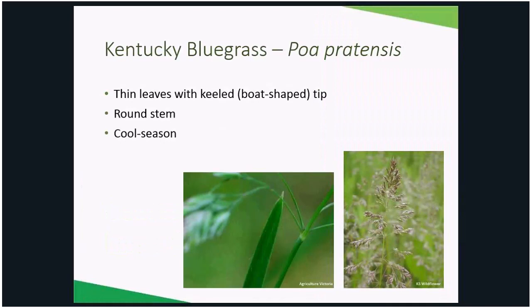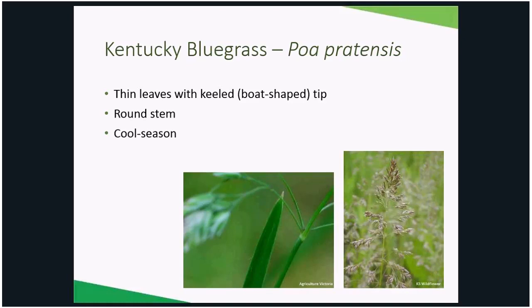The first one is Kentucky bluegrass, and one of the easiest things to look for on this lawn grass is the tips of the leaf blades. This grass and some other bluegrasses have what's called a keeled tip, which means that it's boat-shaped, and we can see that here in this picture. And if we held this leaf to a different angle, we'd see that the tip right here is shaped like a canoe or the tip of a boat. That's a very, very distinctive feature.